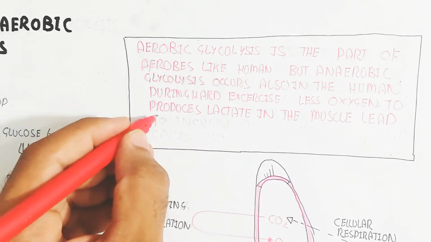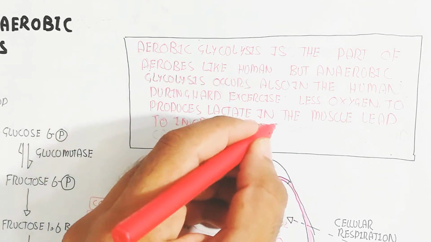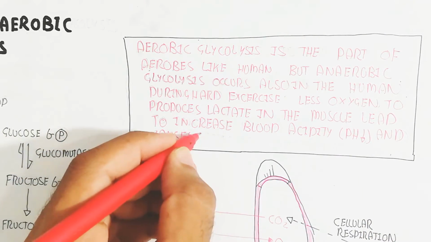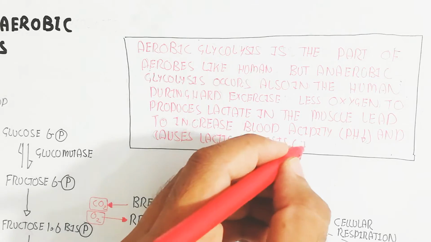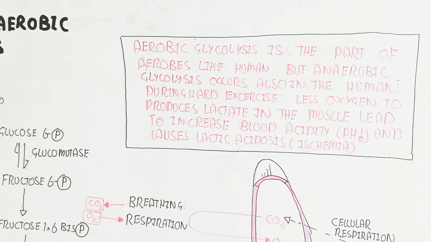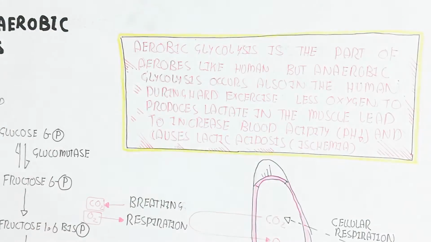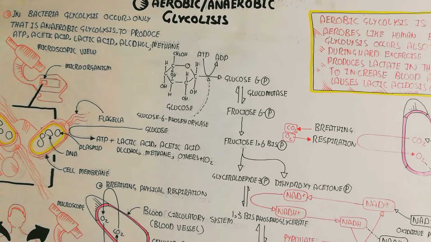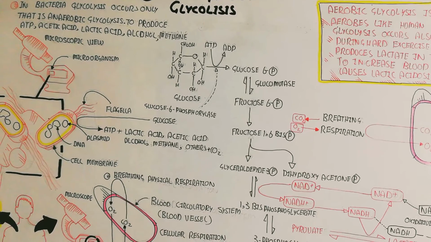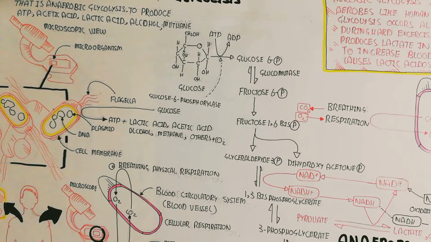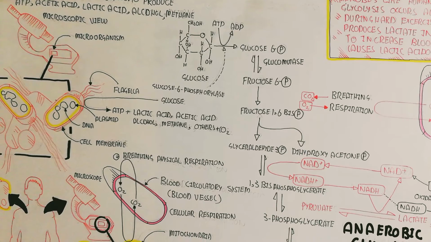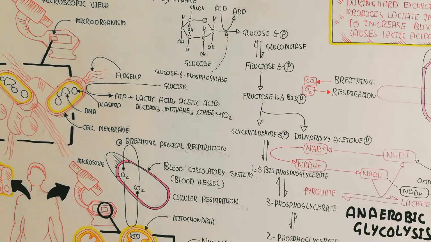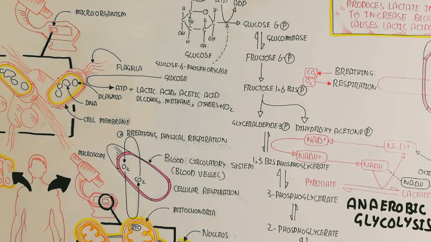The lactic acidosis in the muscle leads to increased blood acidity and decreases the pH, and ischemia is also involved in anaerobic glycolysis. So remember that acetyl-CoA will not be produced in the anaerobic organism, while acetyl-CoA will be produced in the aerobic organism. So I hope you understand the difference between aerobic and anaerobic glycolysis.